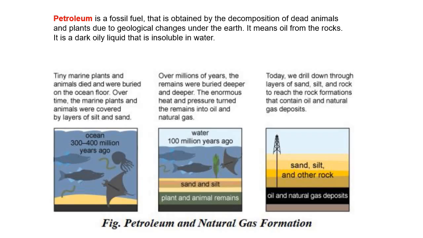Tiny marine plants and animals died and were buried on the ocean floor. Over time, the marine plants and animals were covered by layers of silt and sand. Over millions of years, the remains were buried deeper and deeper. The enormous heat and pressure turned the remains into oil and natural gas. Today we drill down through layers of sand, silt and rock to reach the rock formations that contain oil and natural gas deposits. So in absence of oxygen conditions, deposits have changed to kerosene.